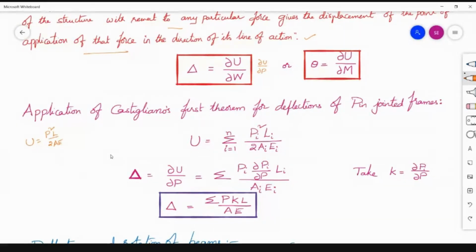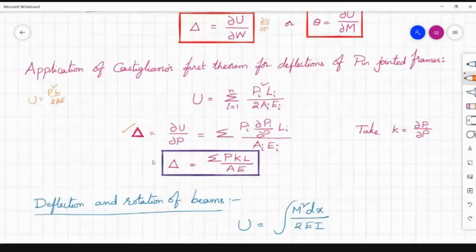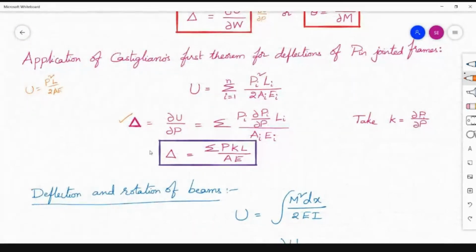And this Castigliano's theorem is saying that delta is dou U by dou P. Now do the derivation for this: P square derivative is 2P, and this P_i is once again derivative, so dou P_i by dou P into L_i. L_i is the length of the member. So 2 and 2 are cancelled. You will finally get deflection at any point is sigma P k L by AE, where k is dou P_i by dou P.